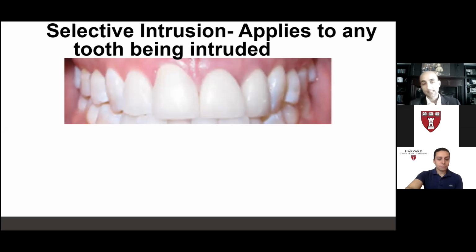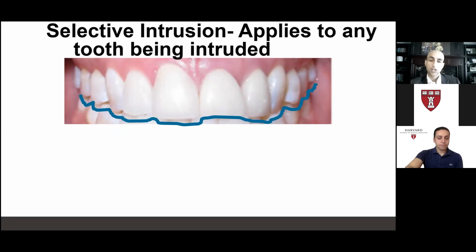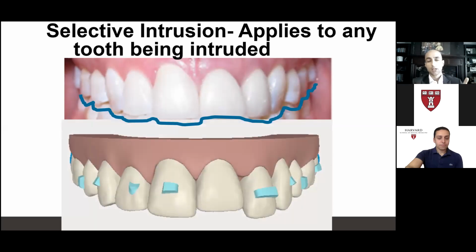So you're setting the case up on ClinCheck, and you're thinking to yourself, well, if I'm going to intrude this upper left one, the change in the shape of the aligner is going to look like this. So when the patient goes to push that aligner in, what is going to be the equal and opposite force adjacent to that tooth? Well, it's going to be for extrusion. So if you do not have attachments on the adjacent teeth, you will have a failure of the intrusion of the upper left one. Furthermore, your patient is going to be upset.